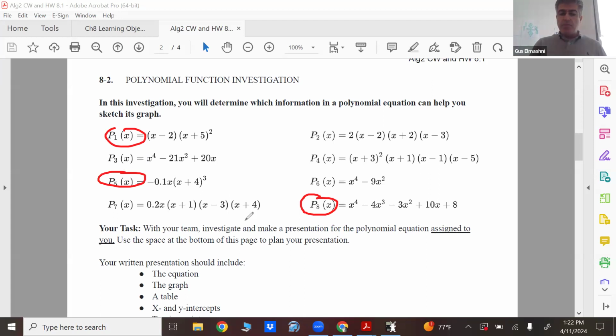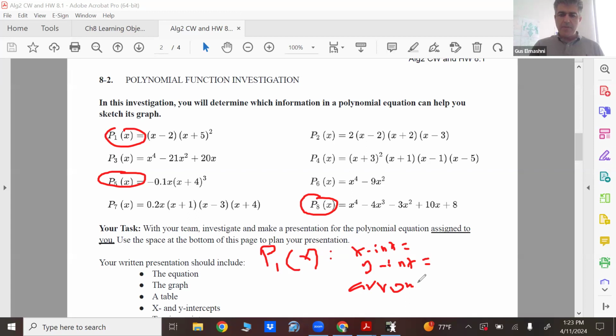So what we want to do is, I'm not gonna make a table, but let's state the x and y intercepts. Let's figure out the turning points and also how the ends of the graph behave. So I'm going to make some comments about each graph here. We're going to make some comments about the x-intercept, the y-intercept, the arrows, which actually I call end behavior, and probably the turning points.